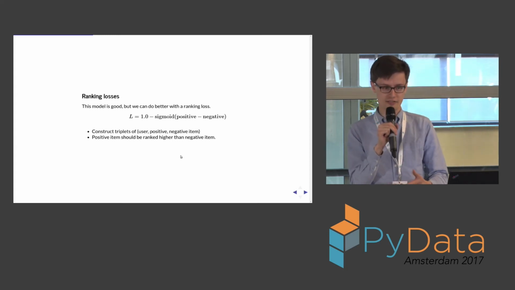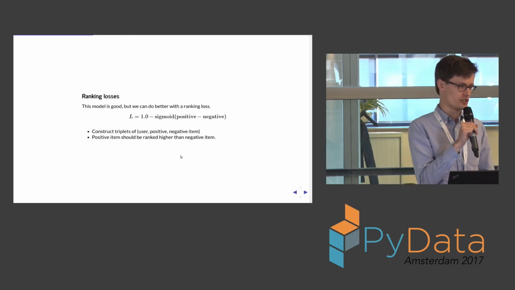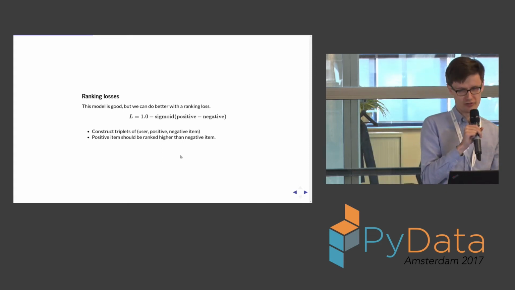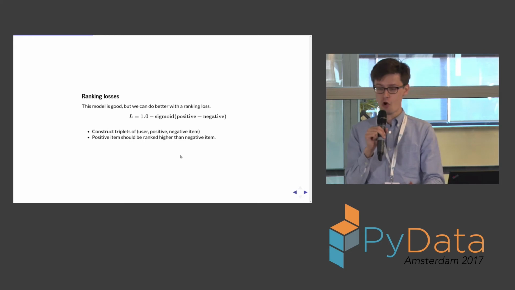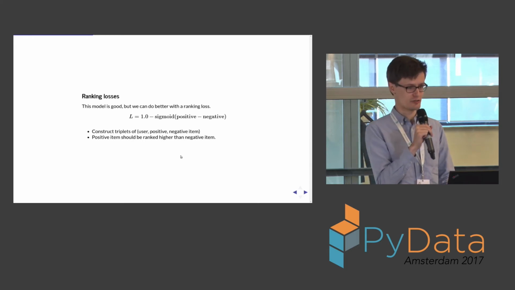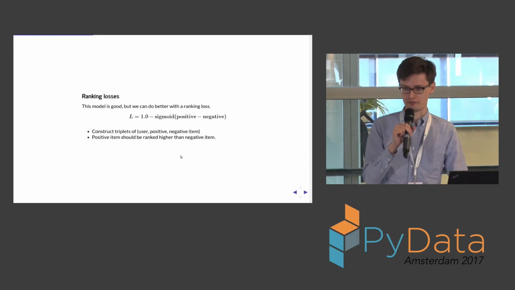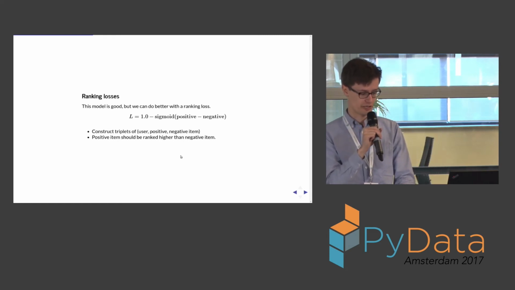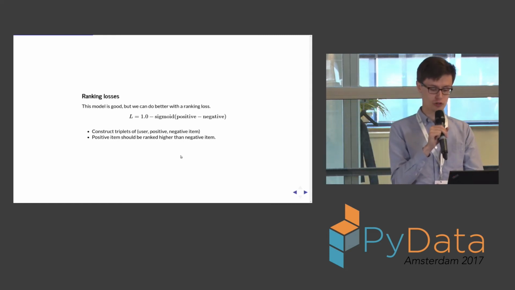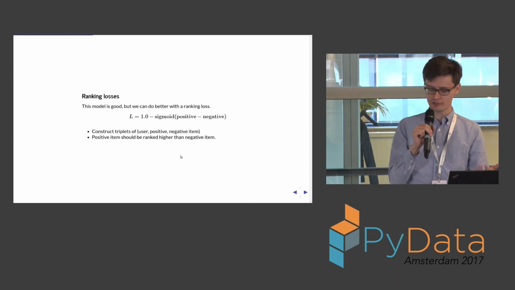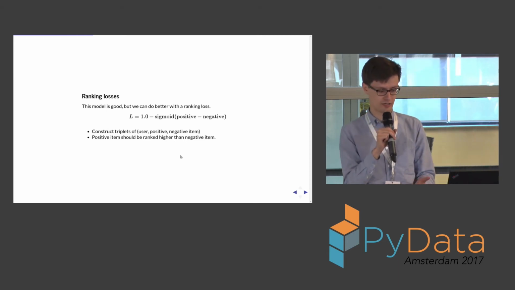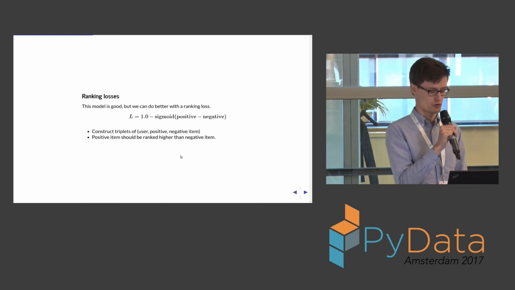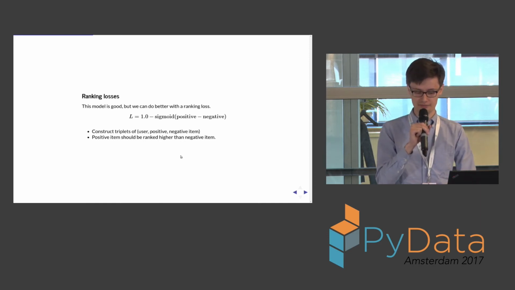What a ranking loss says is that we don't actually care that we predict a 1 on the positives and a 0 on the negatives. All we care about is that the score we predict for positives should be higher than the score we predict for negatives. And the way you do it is you construct triplets of a user, a positive and a negative item, and then say that the positive item should always be ranked higher than the negative item.